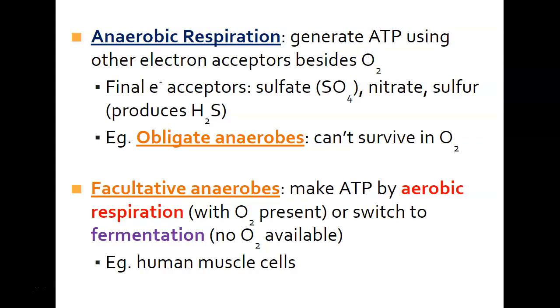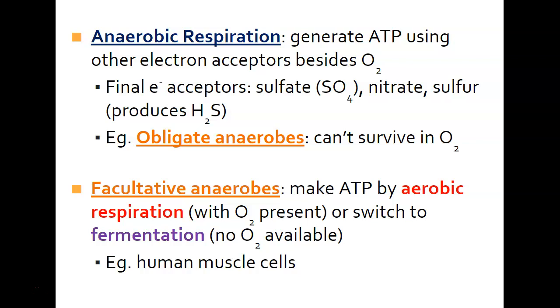So here we have anaerobic respiration, which is able to make ATP using something that doesn't have oxygen as an electron acceptor. So the final electron acceptor could be sulfate or nitrate or sulfur, something else.